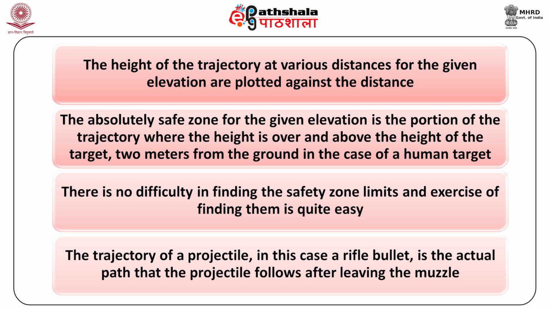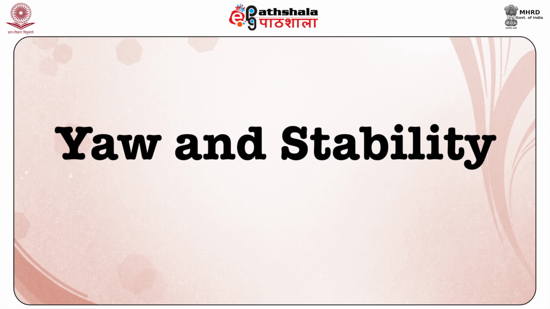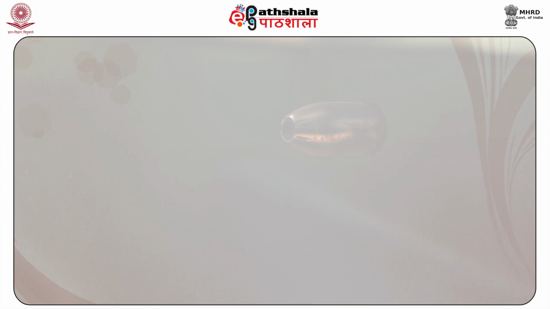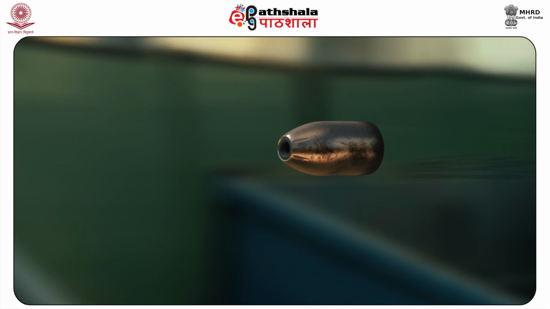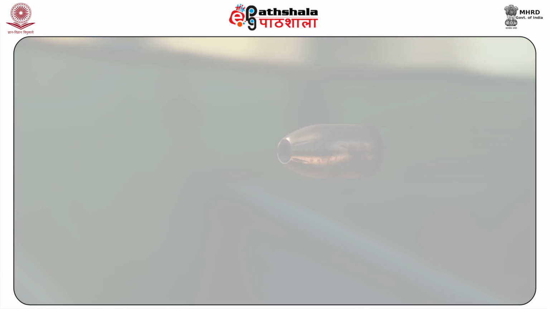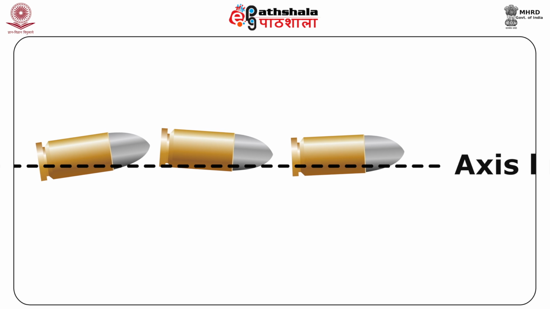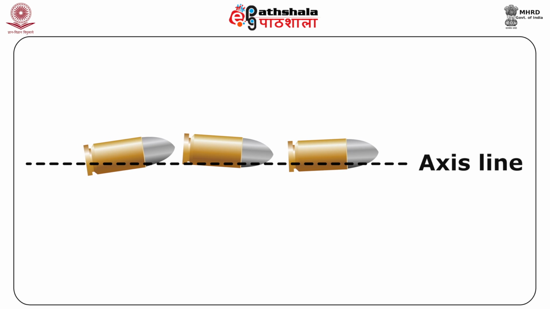The trajectory of a projectile, in this case a rifle bullet, is the actual path that the projectile follows after leaving the muzzle. Now let us discuss yaw and stability in detail. Bullets do not typically follow a straight line to the target. Rotational forces are in effect that keep the bullet off a straight axis of flight. Yaw is something which only has relevance to rifle ammunition.